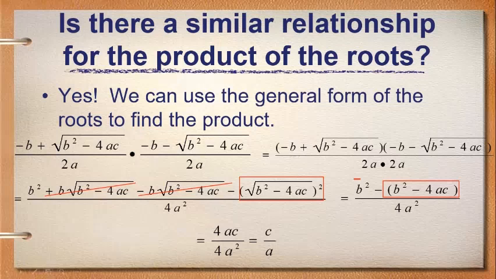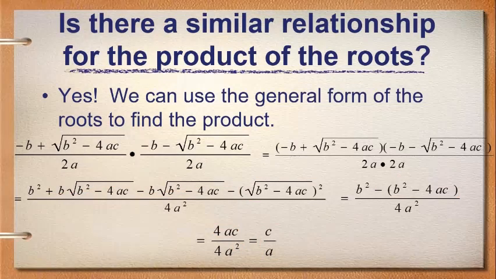Then since this is negative, negative times negative is positive. This is negative. Negative times negative is positive. So we have positive 4ac divided by 4a squared. Note that this is squared, so there are two a's. So when we try to simplify this, 4a divided by 4a, what is left is c over a. And this is our product of the roots. That is the proof of our simplified sum and product of the roots.